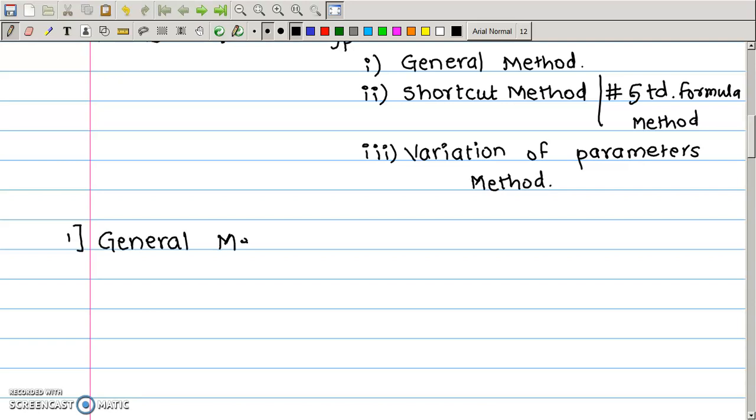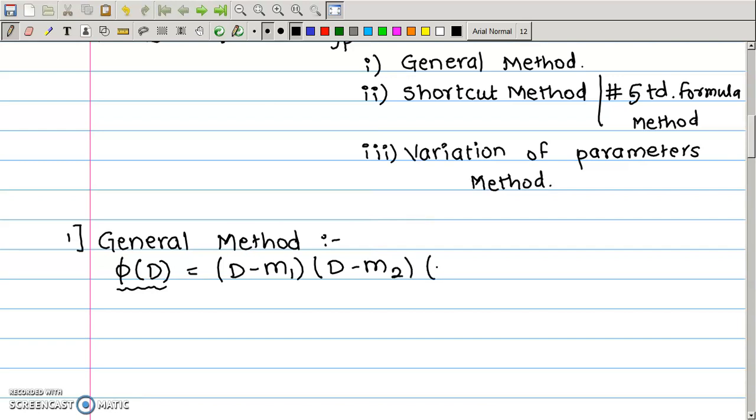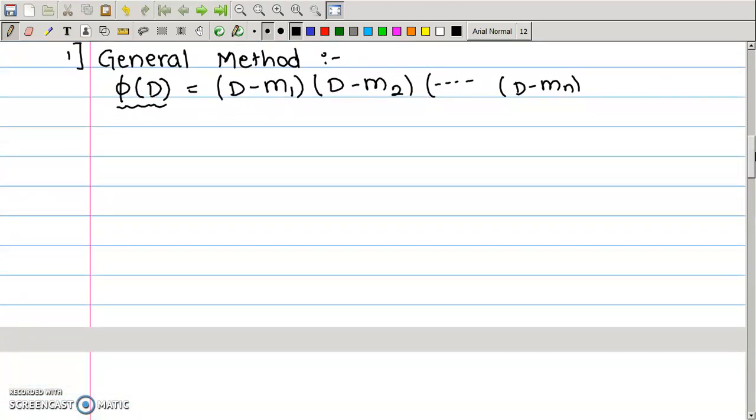So in general method, to find particular integral, we consider auxiliary equations and we take the linear factors. Suppose degree of auxiliary equation is n, then we can consider the linear factors D minus mn, and we operate one linear factor at a time on f of x. So for solving this, we take a very simple example.